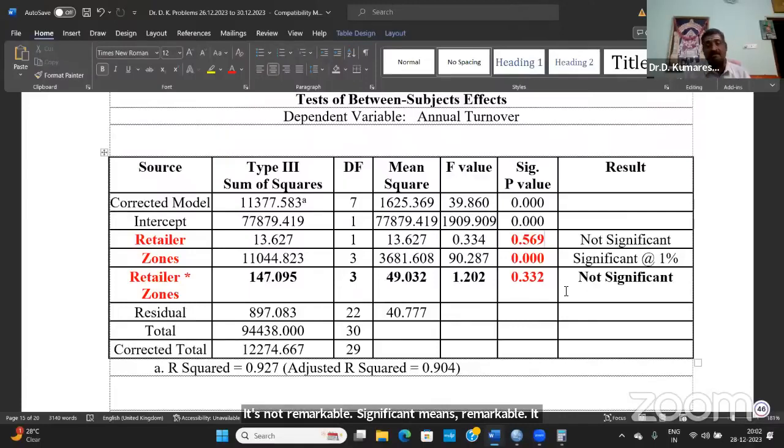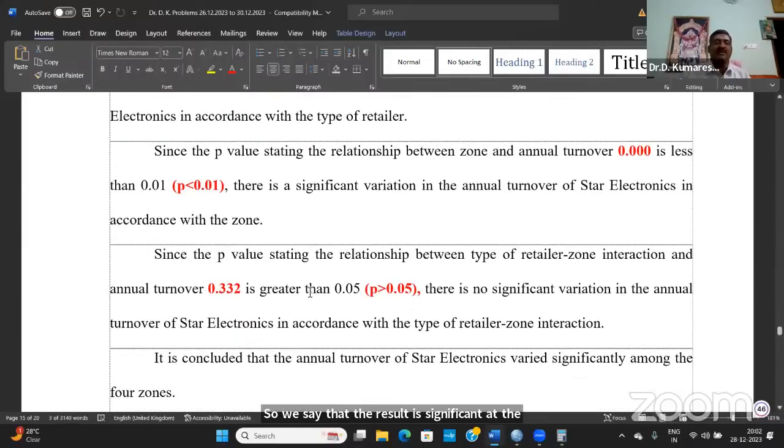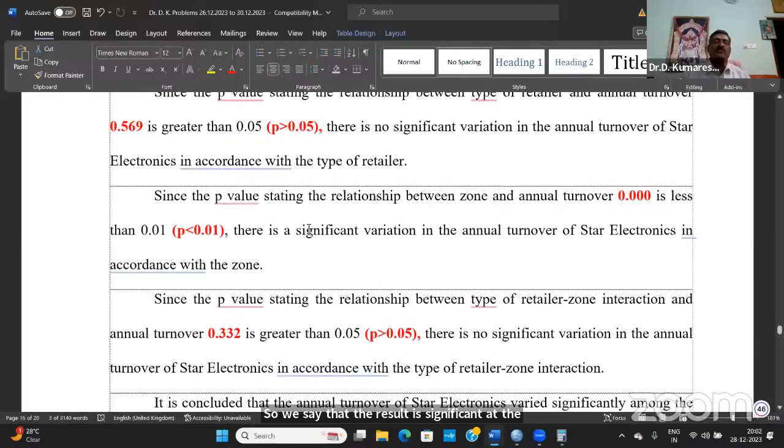It is not remarkable. Whereas in the case of zones, look at the p-value. It is 0.000. So it is less than 0.01. So we say that the result is significant at 1%. Since the p-value is less than 0.01, there is a significant variation in the annual turnover of Star Electronics according to zone.